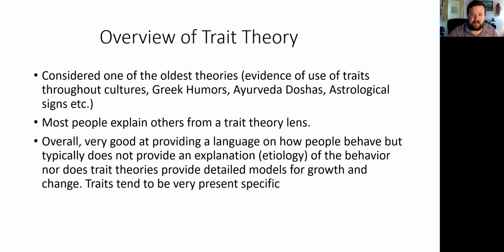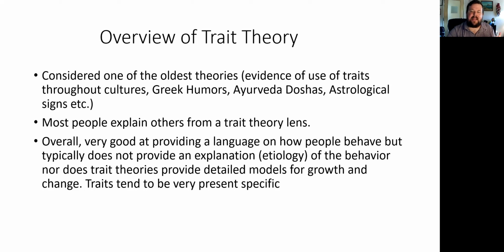The positives of trait theory: it's very good at providing a language. Already I've given examples, such as calm, peaceful, entertaining, charismatic, that I could use to help explain someone. And again, we already have models outside of psychology theories, such as astrology and the doshas in Ayurveda, to help classify people's characteristics and how they feel, act, and behave.